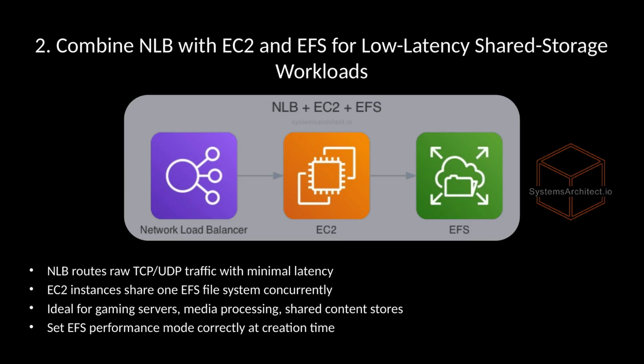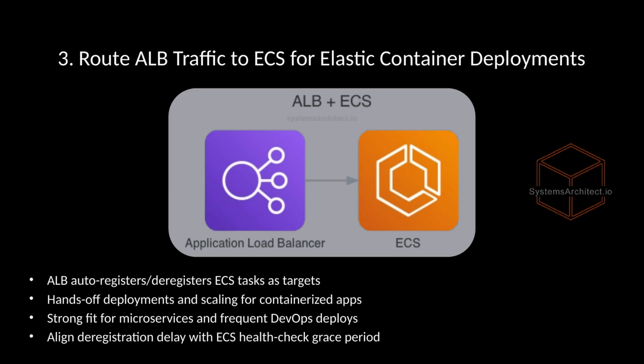Why does this pattern share storage instead of scaling independently? It lets you scale compute horizontally while keeping one consistent view of the data, instead of building synchronization logic into the app. Gaming servers, media processing, and content systems that need every node to see the same assets lean on this. A worthwhile strategy is setting the EFS performance mode correctly up front, since switching later means recreating the file system. 3. Route ELB traffic to ECS for elastic container deployments.